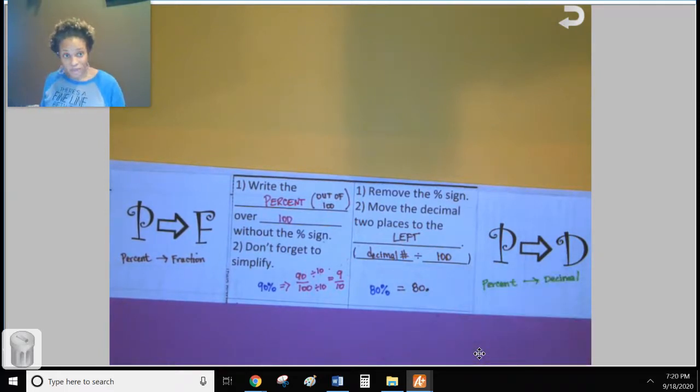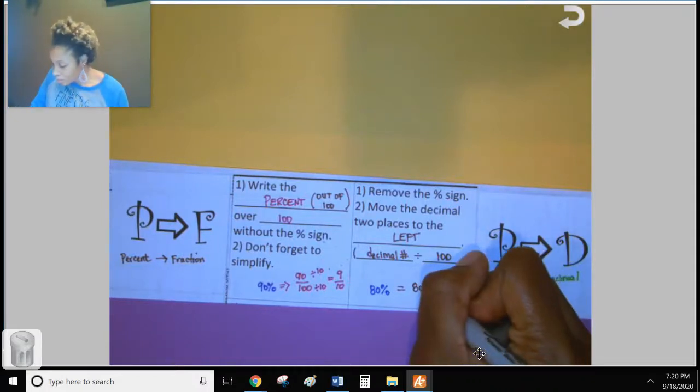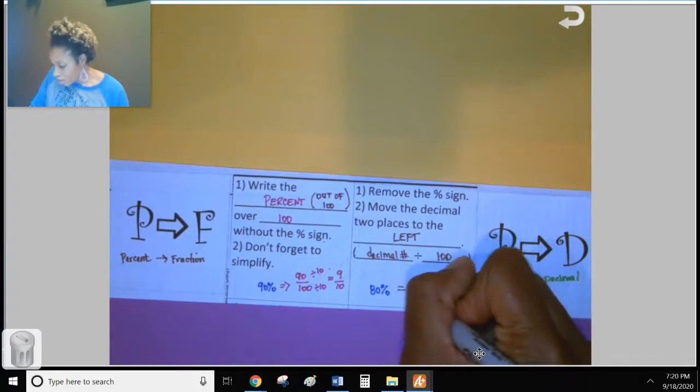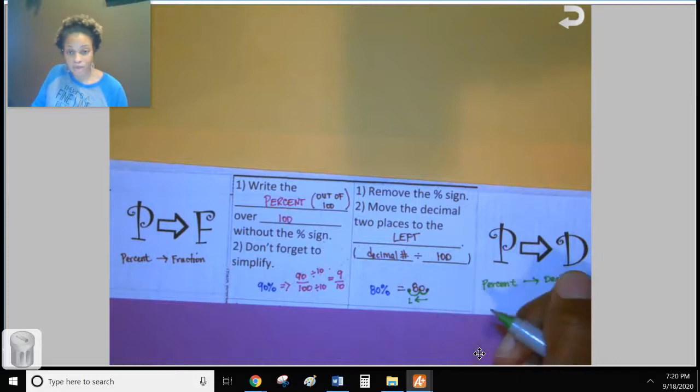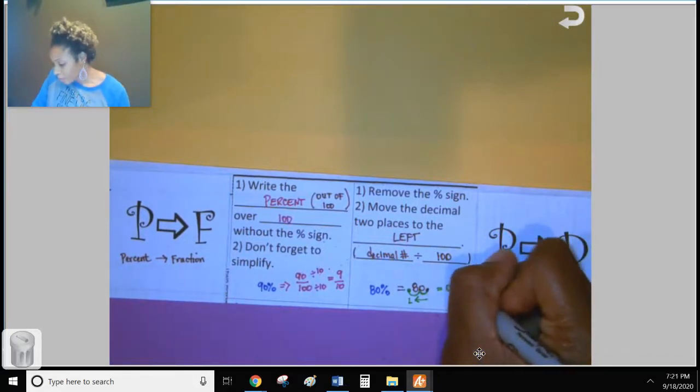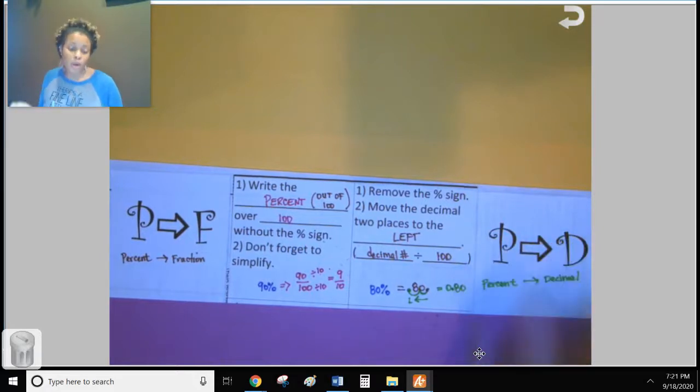Remember that place value, how I had ones place, and then the decimal was behind the ones place? If we don't see it, like in 12.5, right? Then I would move my decimal 2 places, 1, 2, to the left. 2 places to the left, and that would give me 80 hundredths, or you could just leave it as 8 tenths. So a percent to a decimal, 2 places to the left.